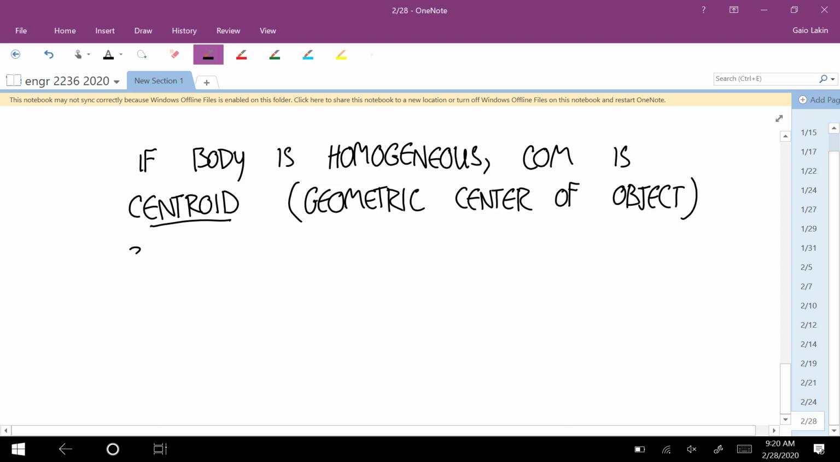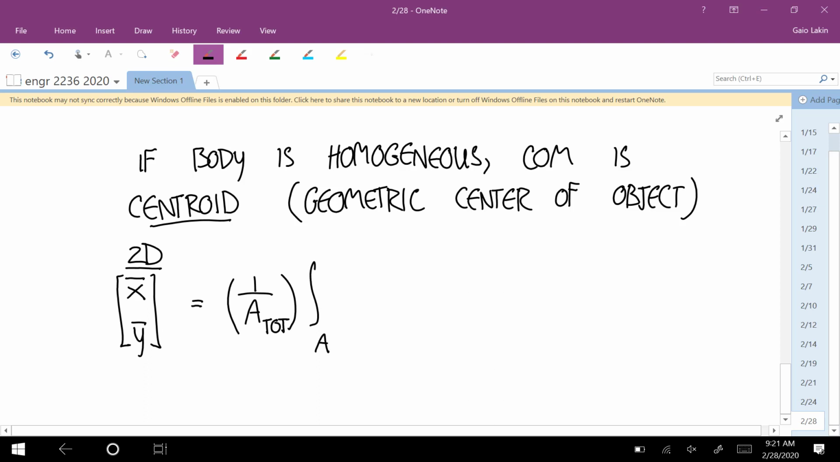And so for this in 2D, the notation that you use is that the centroid is shown by an overbar. So let's say x bar, y bar, that's the centroid of an object, is equal to 1 over the total area times the integral over the area of x, y, dA.